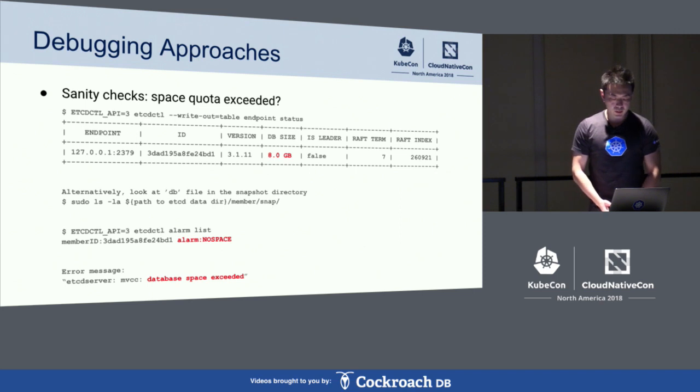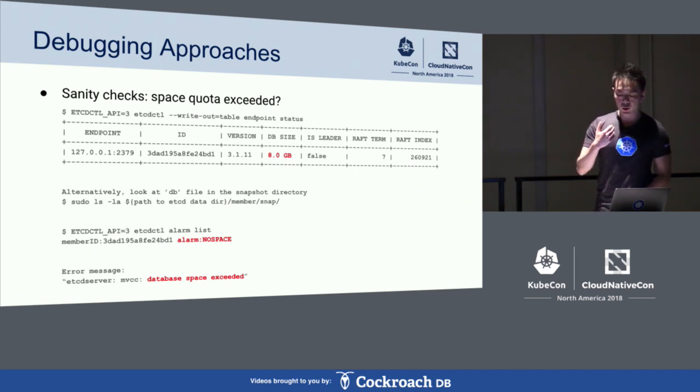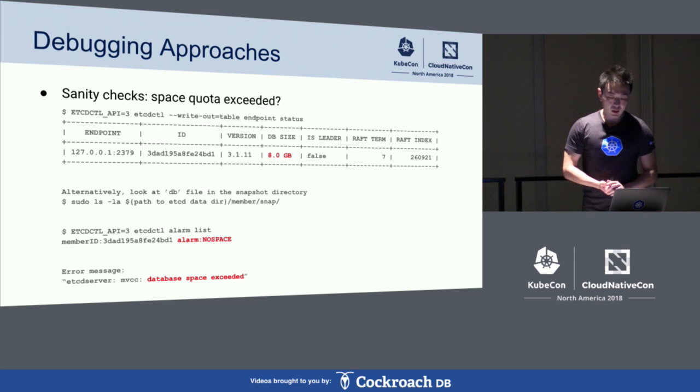If you're issuing a command request from the client to the server and the server responds with an error that says database space exceeded, it basically means what it says. When this happens, usually you might want to do a compaction to remove the old history of your data, or you might want to do a defragmentation, and don't forget to disarm the alarm so that you can go back to running.